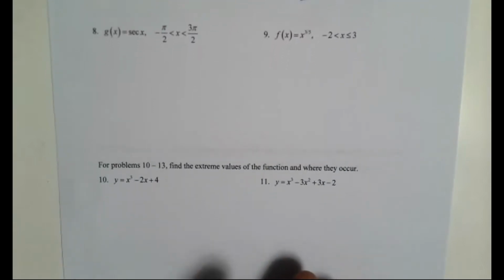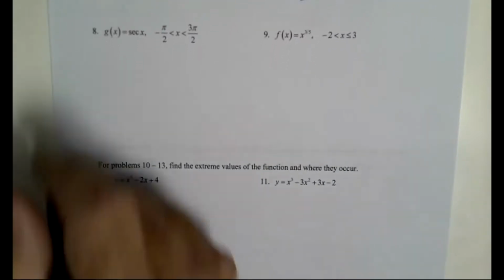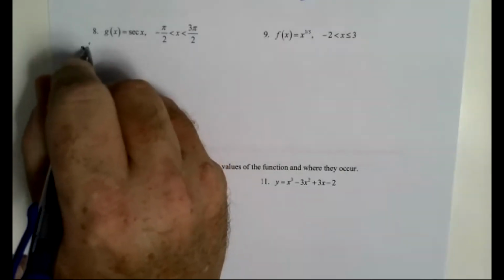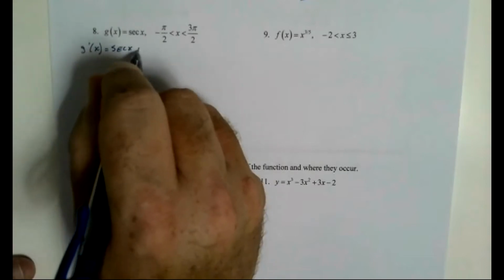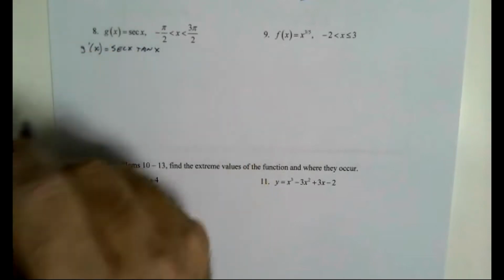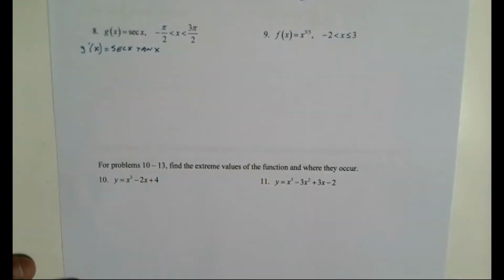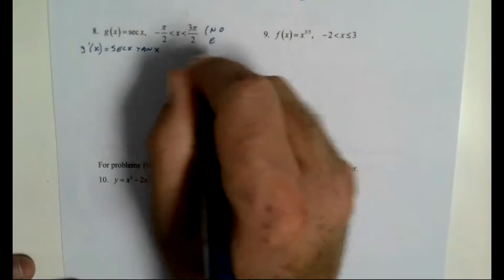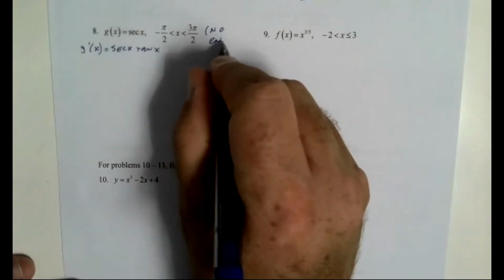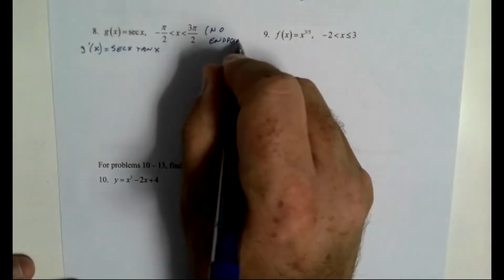Secant of x from negative pi over 2 to 3 pi over 2. So g prime of x equals secant x tangent x. All right, notice there are no endpoints up here. These are not equal, so we can't check those endpoints.